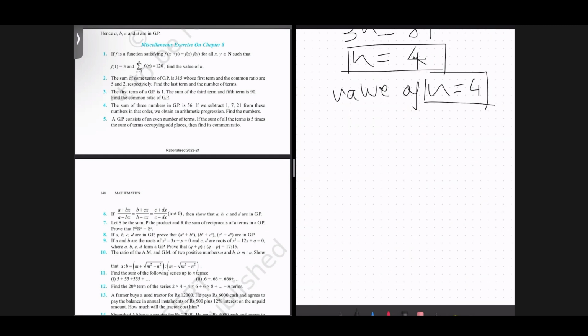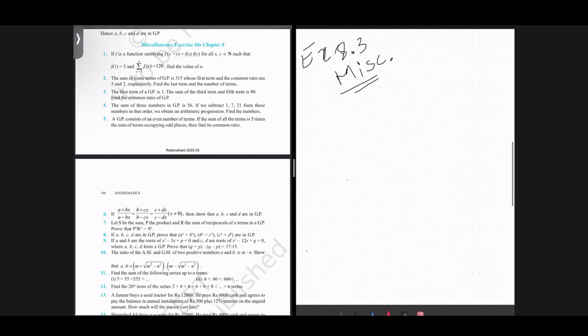This was the first question of this exercise. Moving ahead. Now we're going to see question number 2. Question number 2 says the sum of some terms of a GP is 315, whose first term and the common ratio are 5 and 2 respectively. Find the last term and number of terms of this GP.